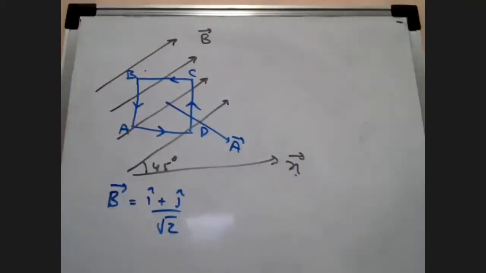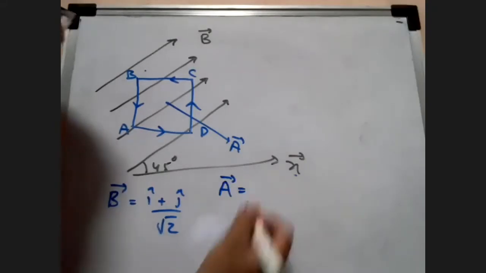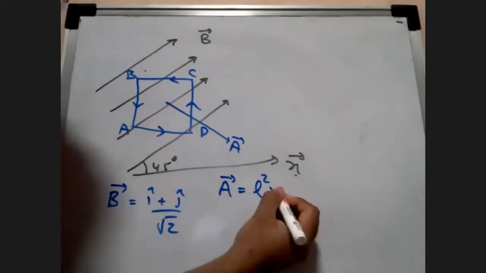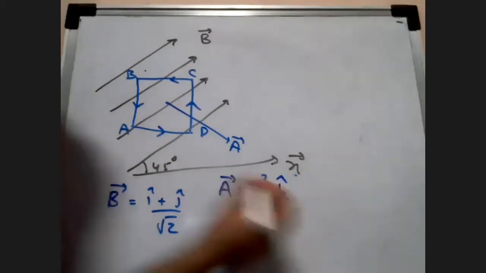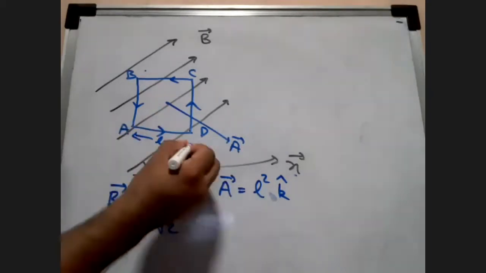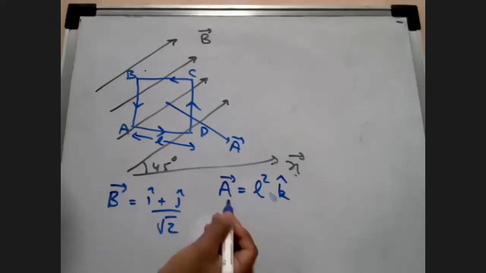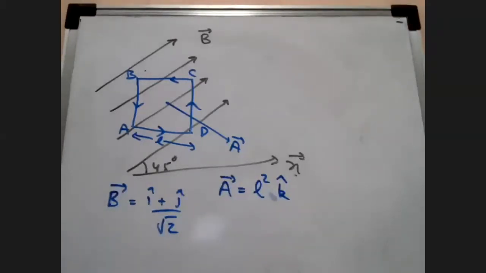I know it is a little bit difficult, but bear with me, you will understand. Magnetic field for 45 degrees in vector form can be represented as I cap plus j cap by root 2. Area vector here can also be represented as what? Area is basically L square into k cap, because it is coming out. Let's take this length to be L. In that case, area vector can be represented as area into the direction k cap. It's coming outside. So now I know these two things. That's all you have to find out.